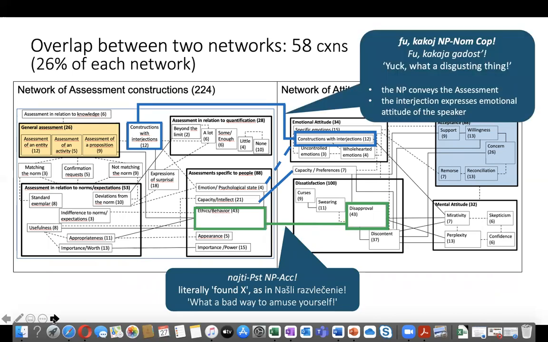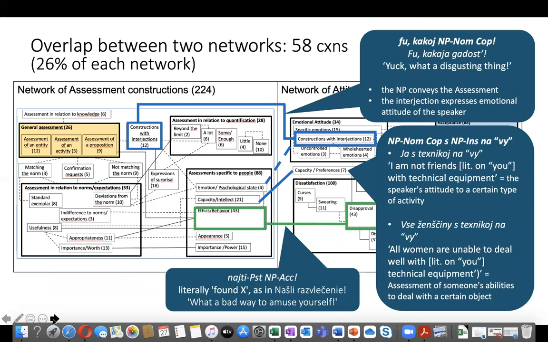Also, both networks contain a family of 12 constructions with interjections, where the noun phrase conveys the assessment and the interjection expresses emotional attitude of the speaker. Фу, какая гадость. Yuck, what a disgusting thing. And finally, three constructions simultaneously belong to the capacity intellect family of assessment and the capacity preferences family of attitude. Here we have an example that illustrates that depending on the filler of the noun phrase slot, the semantics can shift towards assessment or attitude.